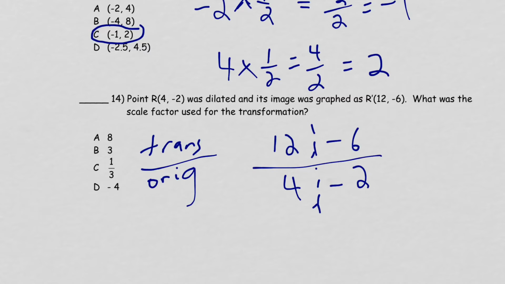And if I do 12 divided by 4, that's going to give me 3. And I should get the same thing for the y value, -6 divided by -2, that is also going to give me 3. So I've confirmed that the scale factor is 3.